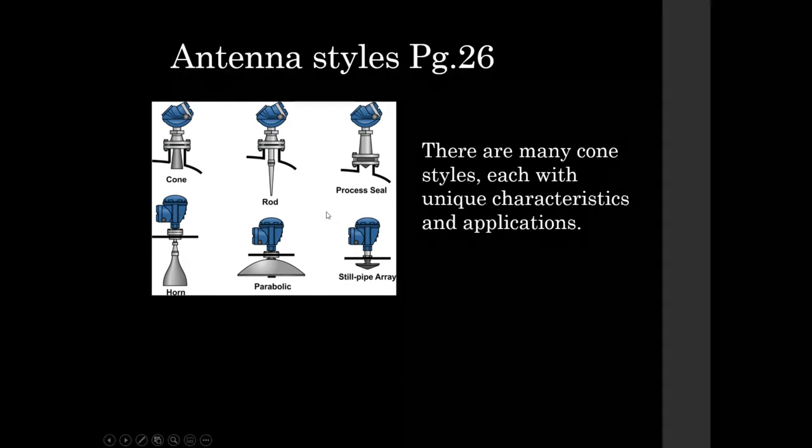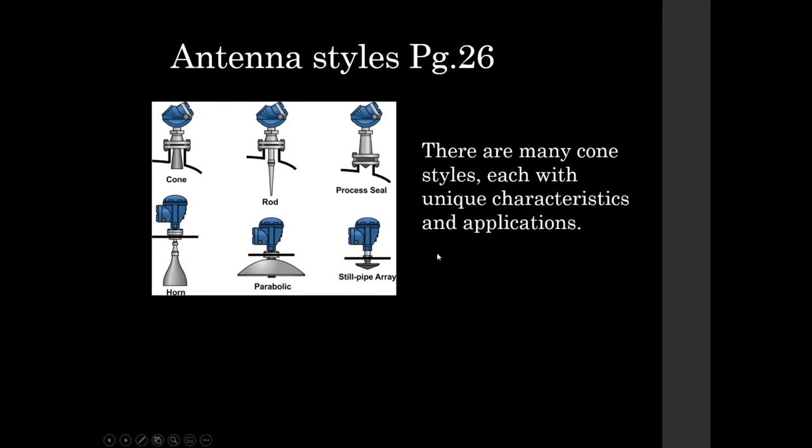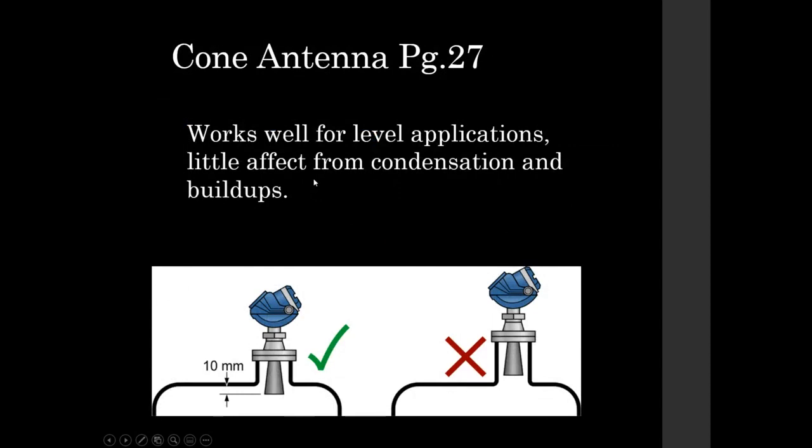Here's where the ILM took a pretty big twist in the latest revision, and that's on antenna styles. There are absolutely many, many different antenna styles here. As we go through them, just understand that they're generally all created for some specific feature. And that is probably the testable material on these, their applications and uniqueness in terms of what they are meant to do best. Okay, so cone antenna works well for level applications, has little effect from condensation and buildups. I just hit on the major points for all of these. Again, important here, the cone protrudes into the vessel, not stuck up in the nozzle, because there's the potential of the signal to be impeded by the vessel walls there.